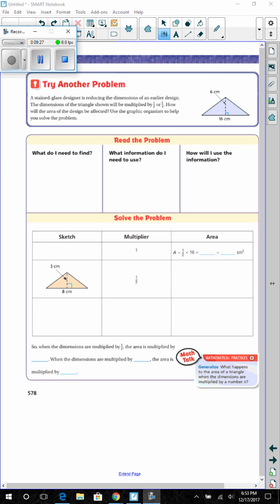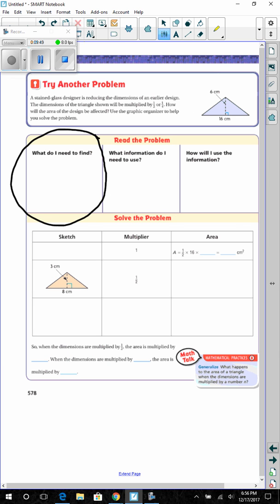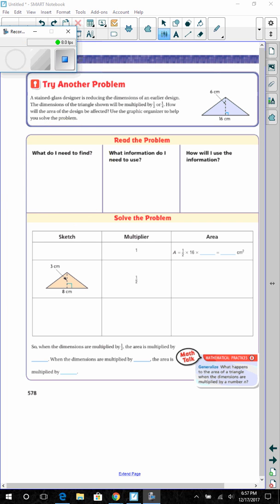Read the problem. What do I need to find? So I'm looking at this section here. What do I need to find? How the area of the design will be affected by reducing its dimensions. So you need to write the highlighted portion here. Moving on.